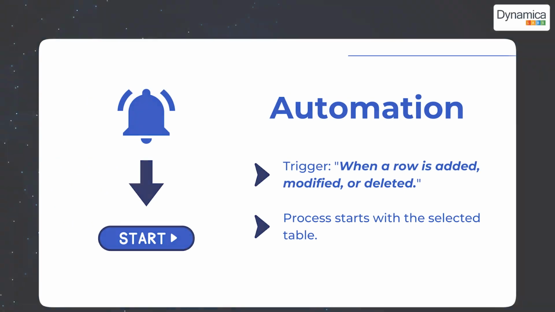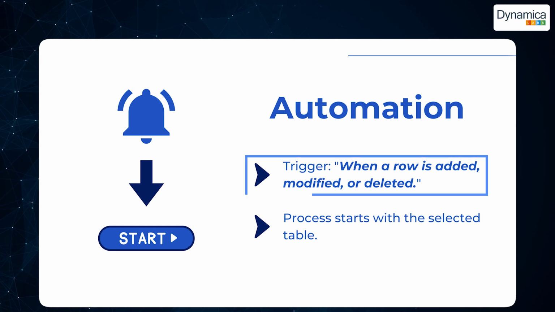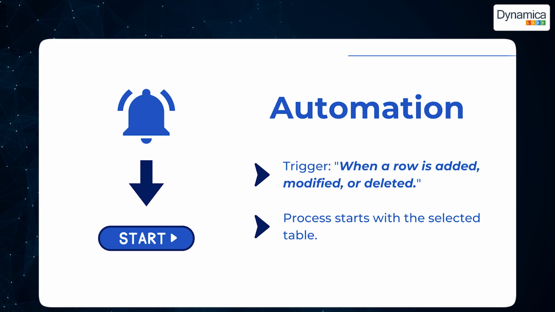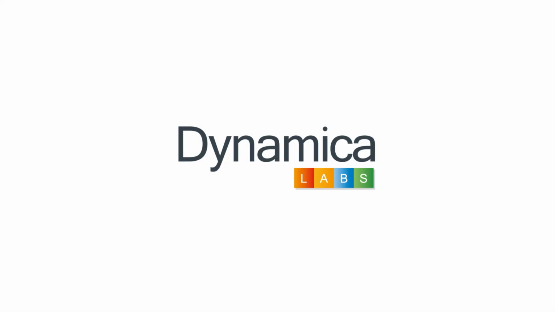Usually, at Global Transfer, when there is a need to automate processes, a flow is triggered through the standard "when a row is added, modified, or deleted" trigger. The corresponding table is selected and the process is initiated. However, in the case of a many-to-many relationship, a separate system table is created, to which Power Automate does not have access. This means that the standard Dataverse connector does not work for actions associated with this type of trigger. In the Global Transfer project, this posed a significant challenge for the automation team, as it complicated the integration process.